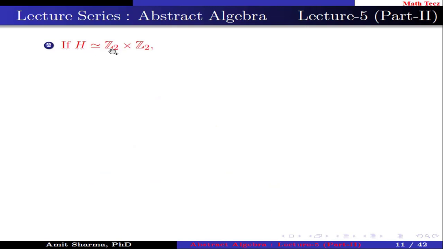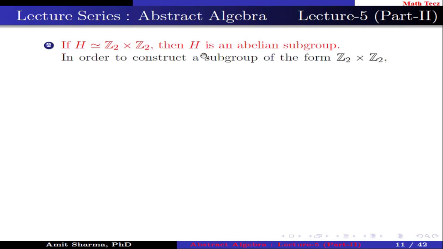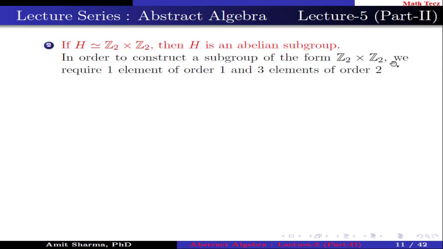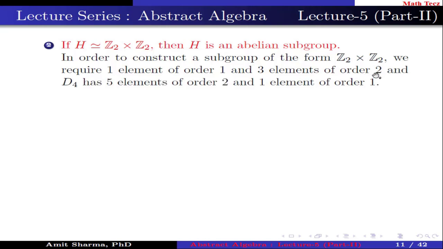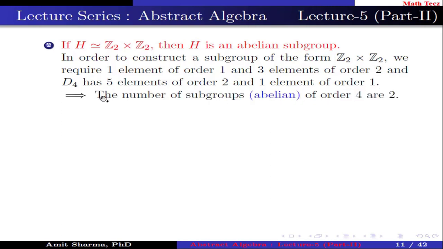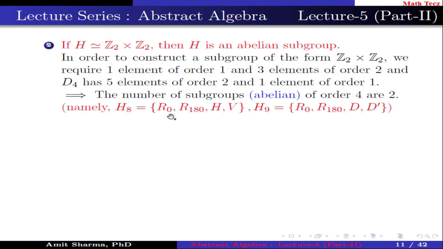If H is isomorphic to Z2 cross Z2, then H is an abelian subgroup. In order to construct a subgroup of the form Z2 cross Z2, we require one element of order 1 and three elements of order 2. And D4 has five elements of order 2 and one element of order 1, which implies the number of subgroups of order 4 which are abelian is 2. The subgroups are H8 containing the elements R0, R180, H, V, and H9 containing R0, R180, D and D dash.